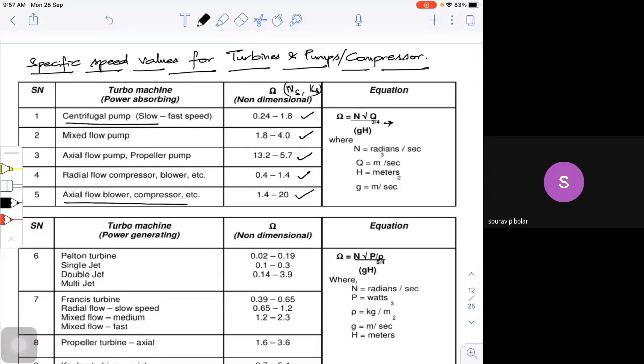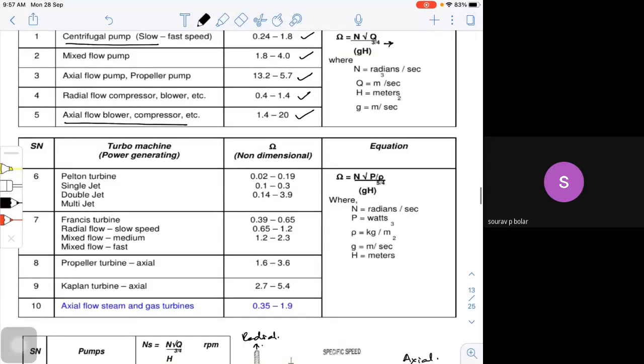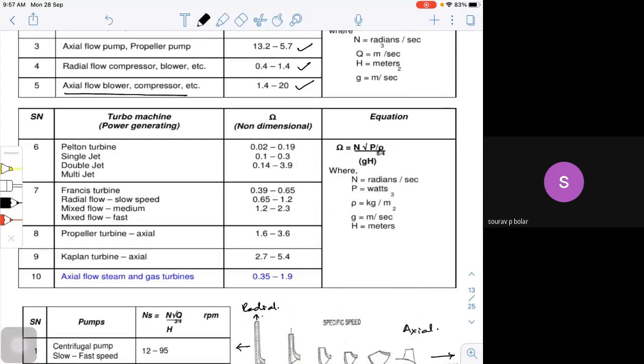Okay. Now, when you come to turbine, this is the formula that I use: n root P by rho divided by GH to the power of 5 by 4. This is the formula we have already got by eliminating the dependence on the diameter; we took the power coefficient and the head coefficient and arrived at the formula.